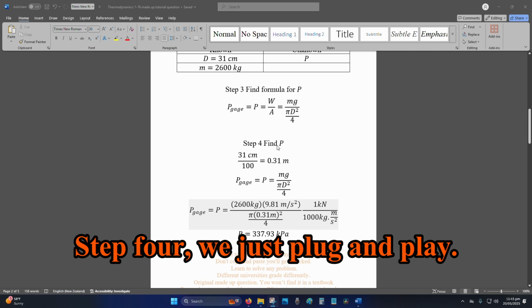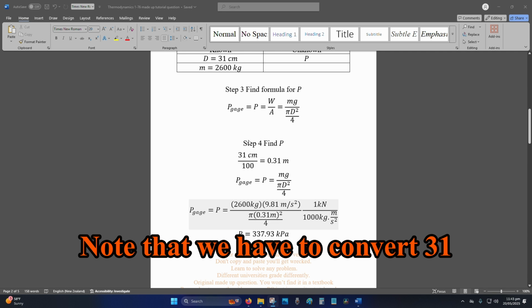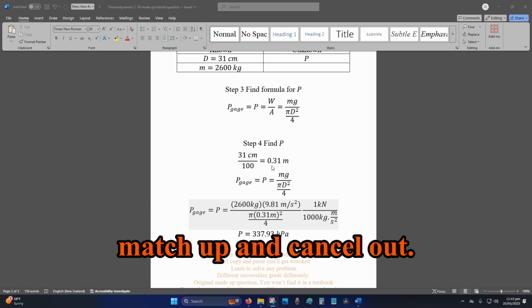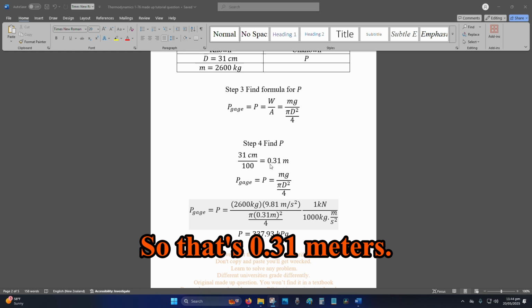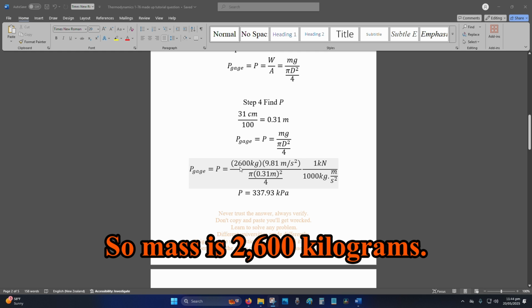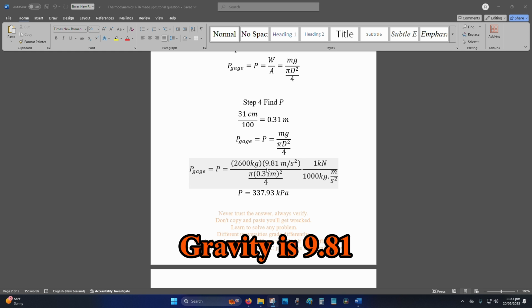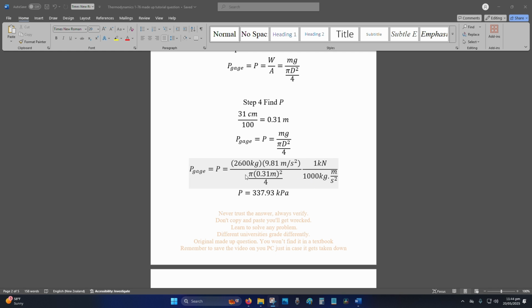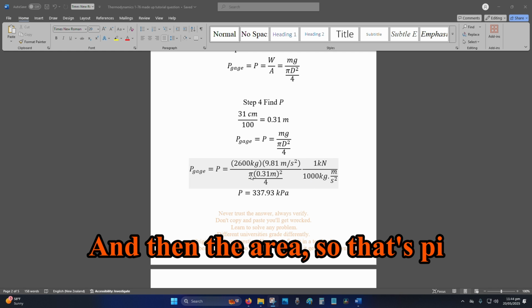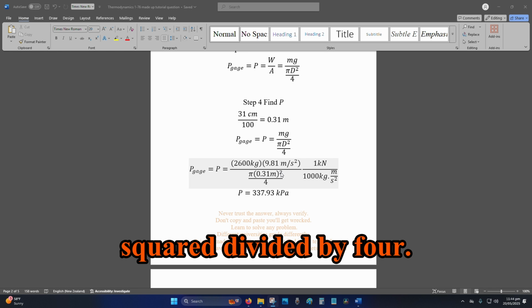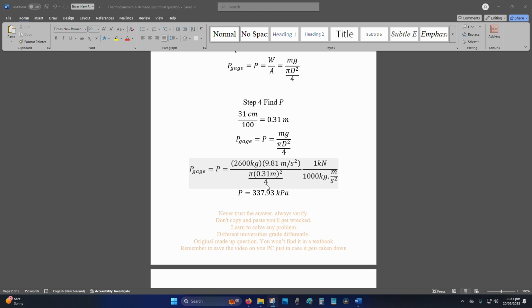Step 4, we just plug and play. Note that we have to convert 31 centimeters into meters, so the units will match up and cancel out. So that's 0.31 meters. So mass is 2,600 kilograms. Gravity is 9.81 meters per second squared. And then the area, so that's pi multiplied by 0.31 meters squared divided by 4.